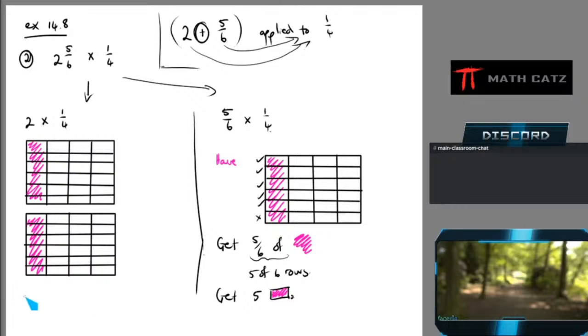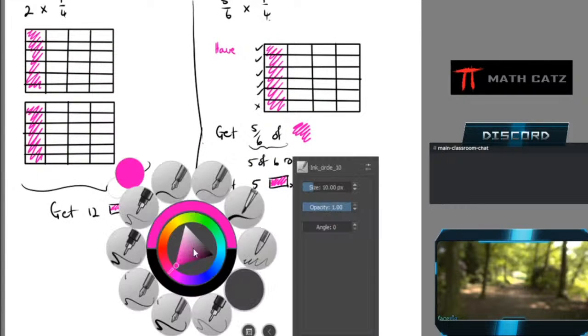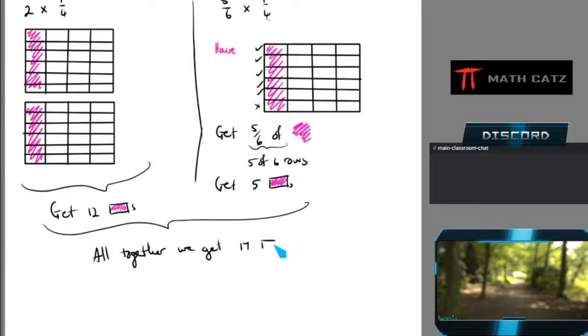All right. So now I see here, from this, I get 1, 2, 3, 4, 5, 6, double that. So I get 12 pieces. Yes, they're pink, sure. Doesn't matter as much now moving forward. So more brackets. All together, we get, of course, 17 pieces.